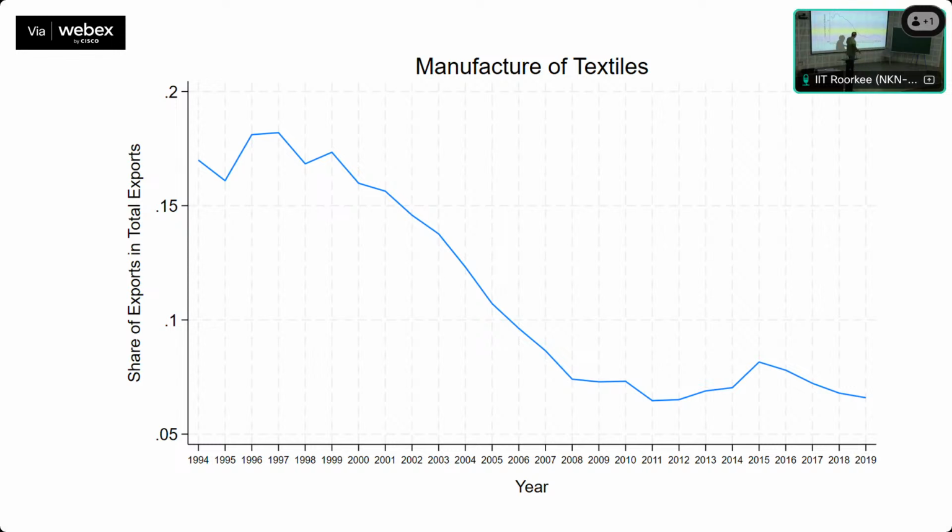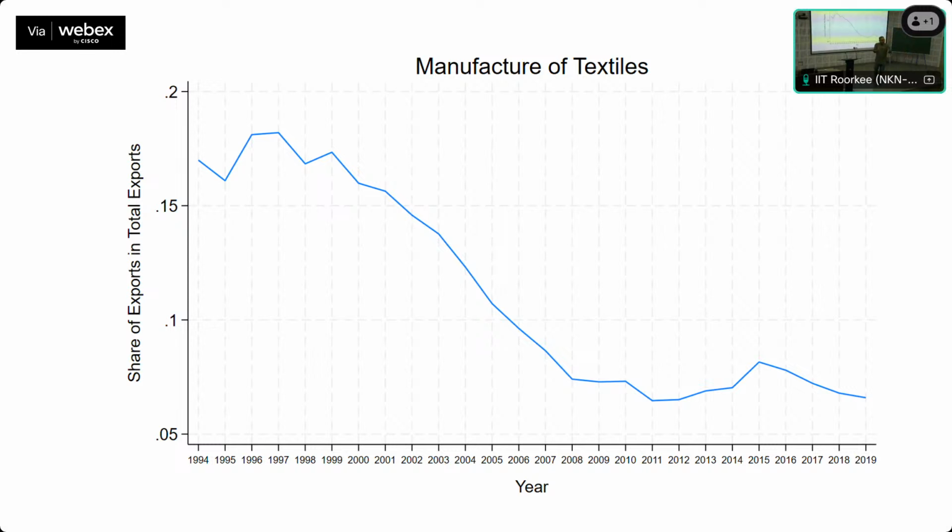So you can see in India's total exports, textiles was about 16%, 17%. It dropped to about 6%. This is a huge drop. This is really interesting. A third, which India produces as a comparative advantage, has dropped by a third over the years. Something must have happened somewhere.